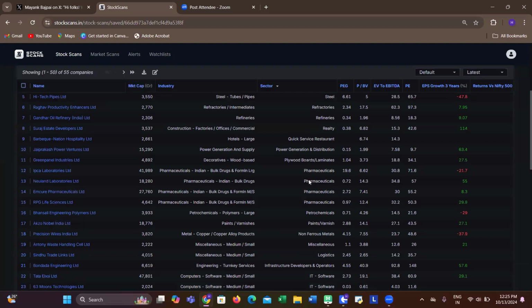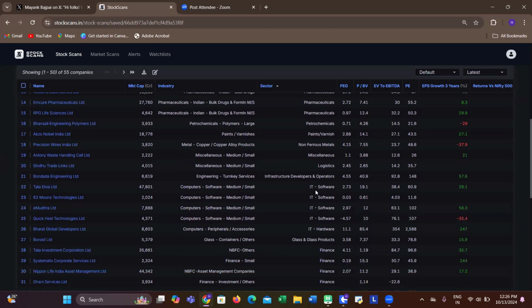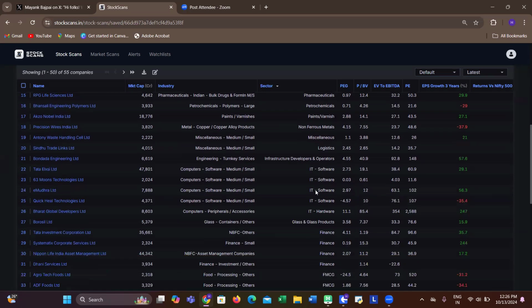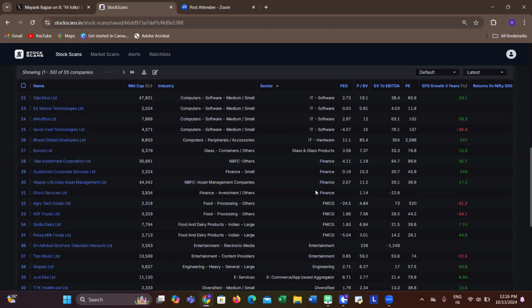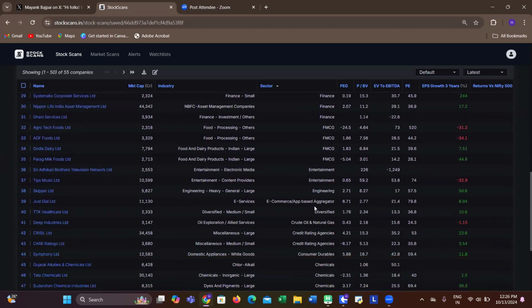The purpose of this screen is to look at where the volumes are spiking, number one. Number two, the relative performance. And look at the sectors where more stocks are appearing. That's the major goal of this, right? It gives me a lot of idea about what is happening in a particular sector.